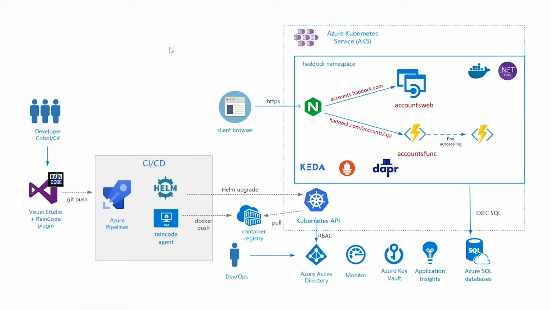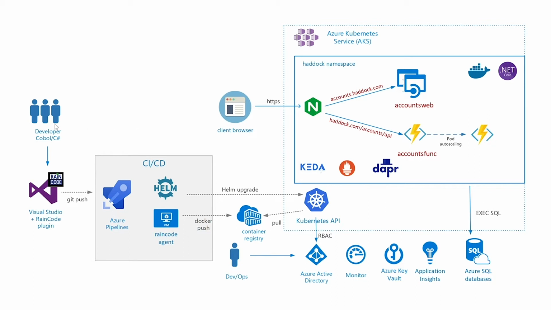In this demo, we will show how to deploy a COBOL Kicks transaction application into Azure Kubernetes using Azure DevOps continuous integration, continuous deployment pipelines. The following schema shows the overall architecture of our demo solution.